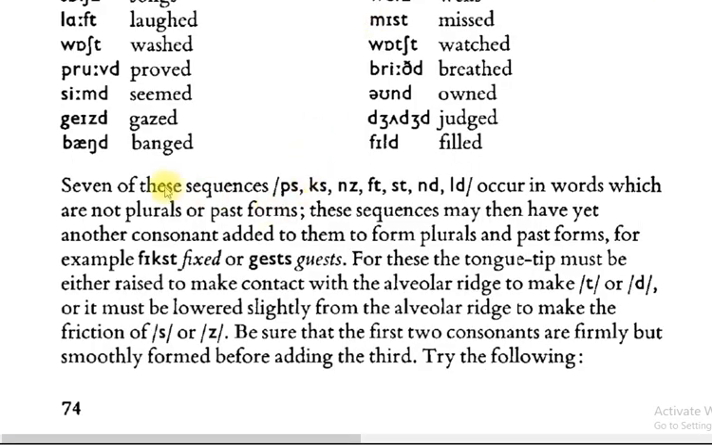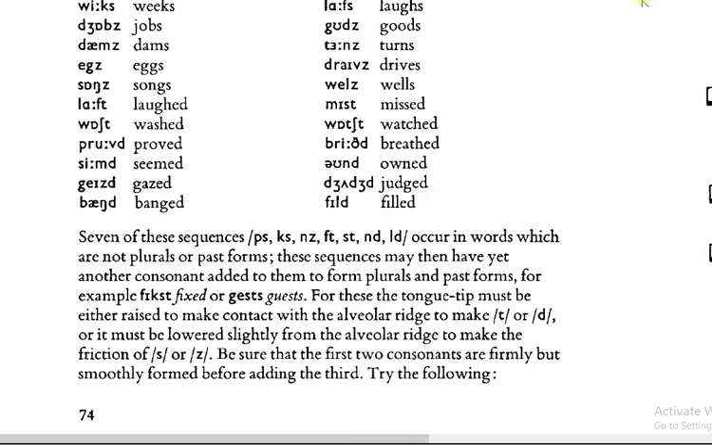It says that sometimes these consonant sequences, you see them, p s, k s, n z, v z and so on, occur in some words in some instances, but they are not a representation of the plural s, and this t or d sound is not a representation of ed either.